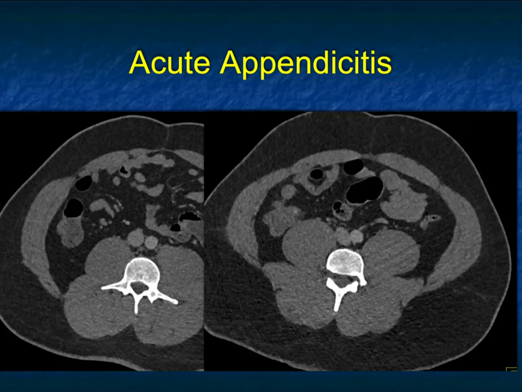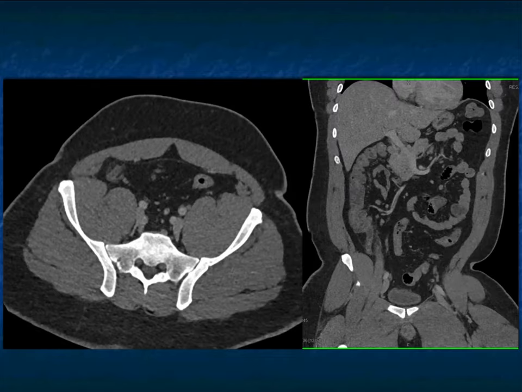Another case, right lower quadrant pain, and you can see the stone right there, okay? Very nicely shown, inflammation around the appendix, but you see that's the terminal ileum, and that's the appendix, right? Coming right off the cecum, there are the stones, dilatation and inflammation. Very easy to make the diagnosis.